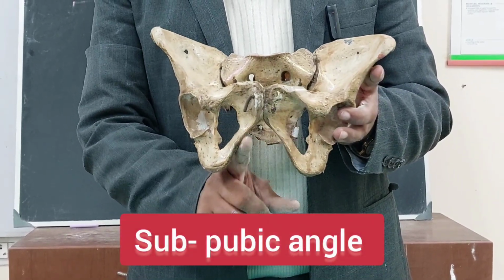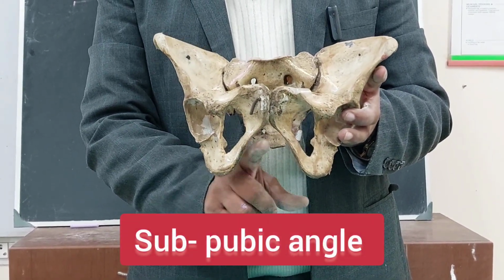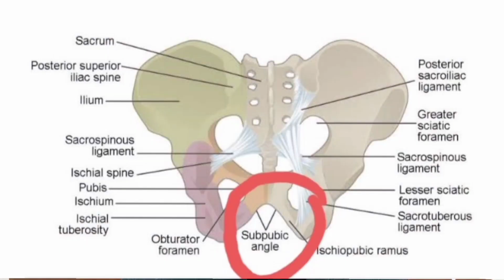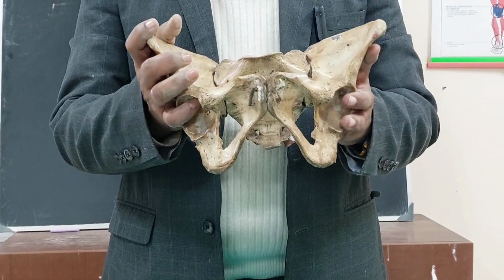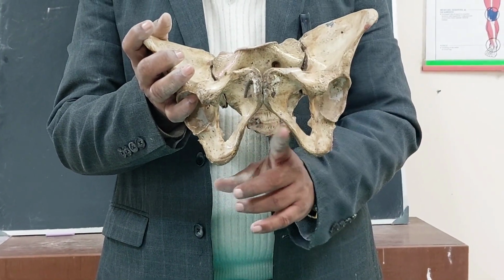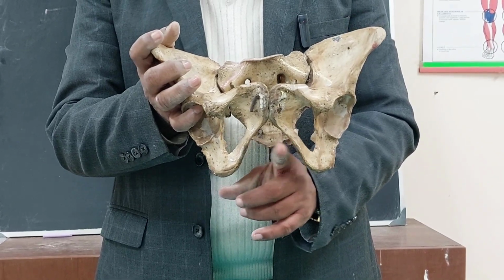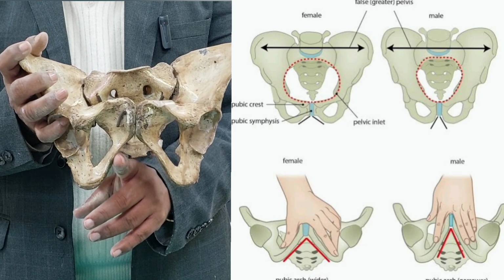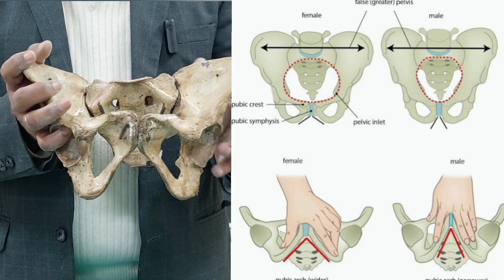The ischiopubic ramus, and this angle is called the subpubic angle. This angle is acute in case of male but wider in case of female because the female pelvis is wider. If you are asked what is the measurement of this angle, in case of male it is about 50 to 60 degrees, but in case of female it is about 80 to 85 degrees. So it is more in female.